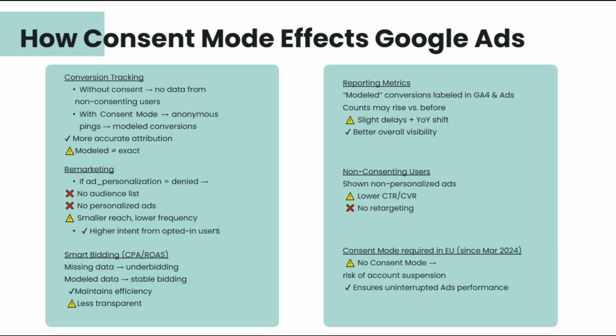Note that Consent Mode doesn't help model a way around missing remarketing data. Modeling is for conversions measurement, not for targeting. If a user says no to being tracked, Google won't secretly target them. So this is a real loss in capability in exchange for privacy compliance.